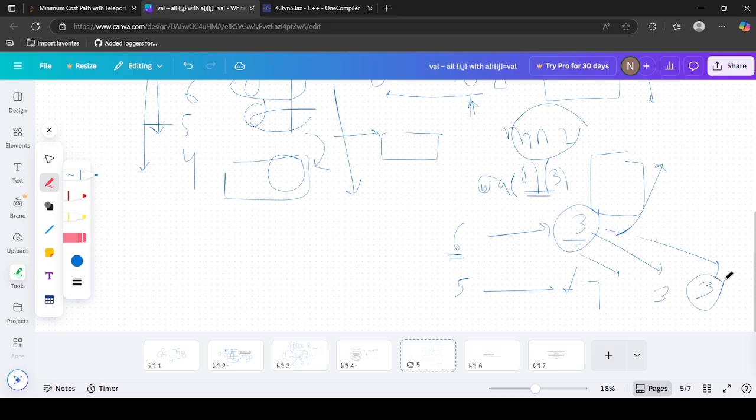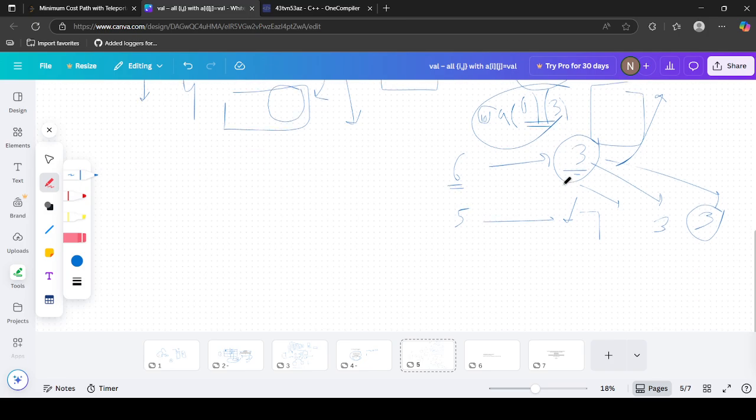This 3 also indicates that this is the minimum cost to reach 5, but not the initial one, which is simply v a of 0 comma 3. So after doing k equal to 1, what are the new arrays that are found? The first one is simply the initial one, and the second one is the updated dp of 1. But there are two different kinds of values.